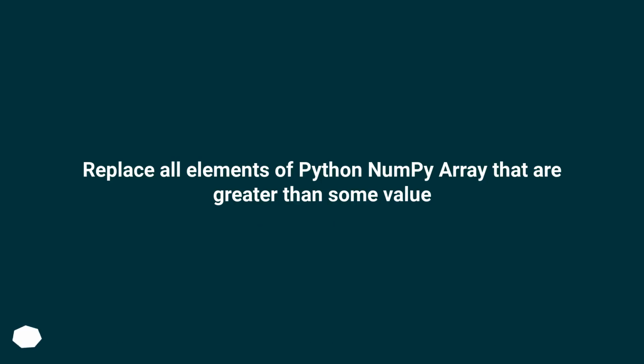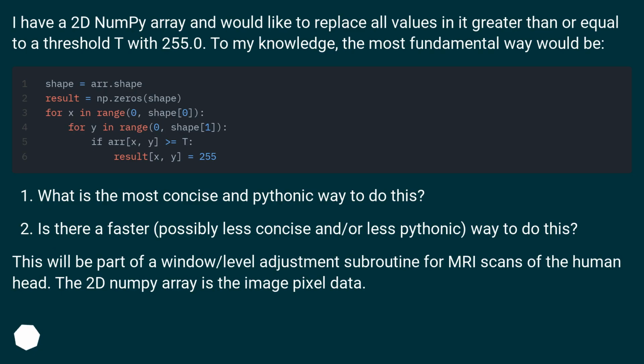Replace all elements of a Python NumPy array that are greater than some value. I have a 2D NumPy array and would like to replace all values in it greater than or equal to a threshold t with 255.0. To my knowledge, the most fundamental way would be a loop. What is the most concise and Pythonic way to do this?